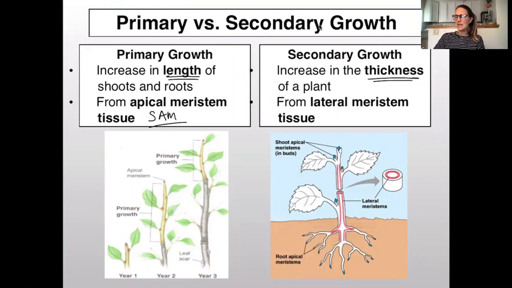So this is still in the kind of SAM, but instead of being apical, meaning at the top, this is lateral on the sides, right? So apical is at the top and the lateral are on the sides.